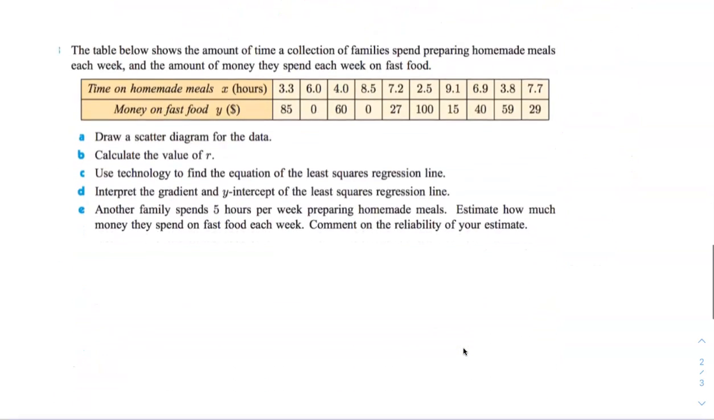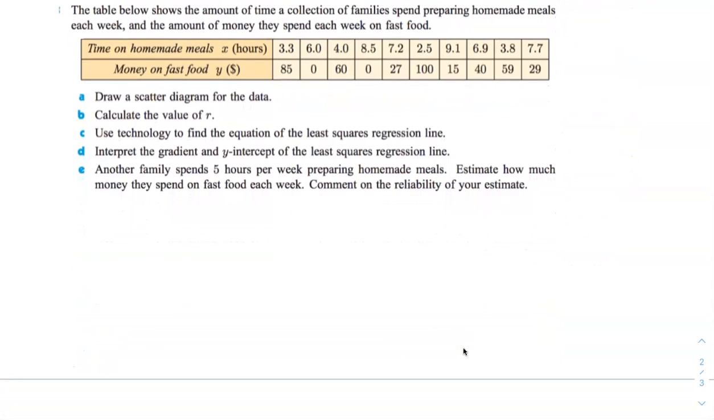One more, and then we're done. A table shows the amount of time a collection of families spent preparing homemade meals each week and the amount of money they spend each week on fast food. So this family spent 3.3 hours on homemade meals, and they spent $85 on fast food. This other family spent 6 hours on homemade meals, and they spent no money on fast food. So it's different, right? This one spent 2.5 hours on homemade meals and $100 on fast food. So that's all that table means.